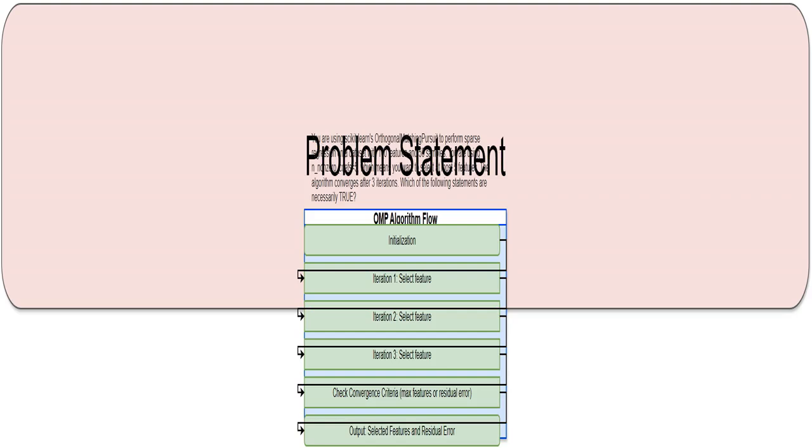I'm presenting the core question. You're using scikit-learn's orthogonal matching pursuit, OMP, for sparse regression. You have 100 features, 50 samples, and you want at most 5 features, n_nonzero_coefs equals 5. The algorithm finished in 3 iterations. Let's see which statements are definitely true. This is a great exercise in understanding how OMP works.